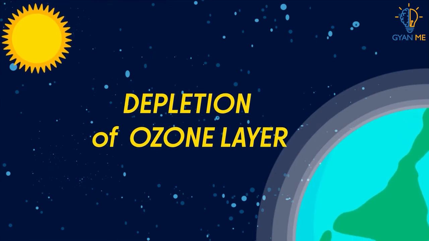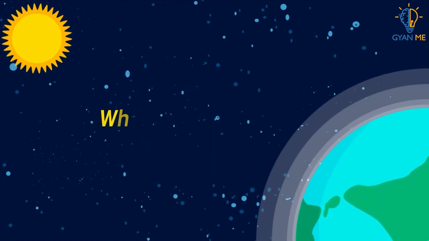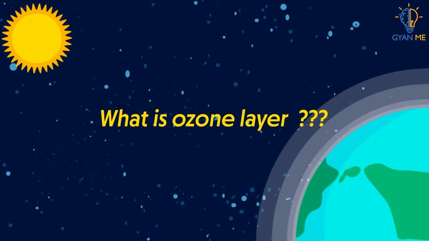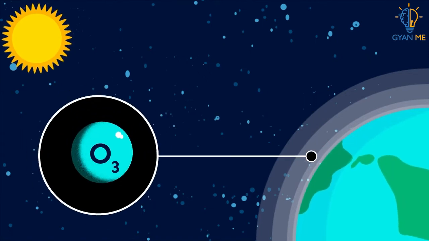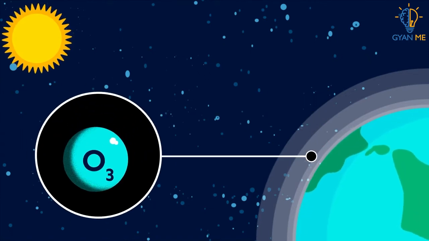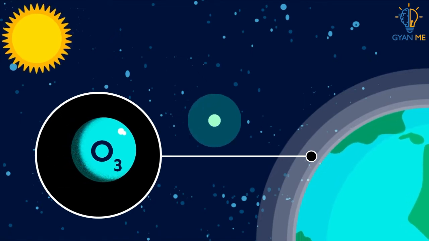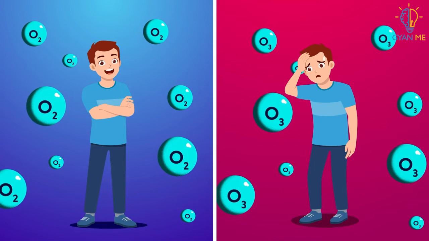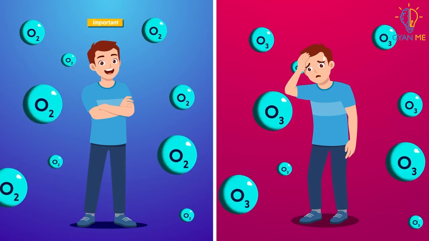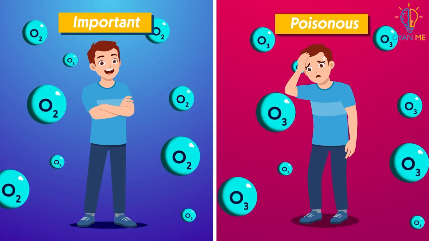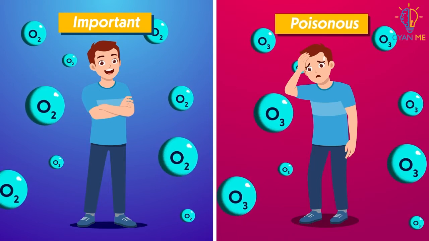But before learning how ozone gets depleted, let us see what is ozone layer. Ozone, also represented as O3 symbolically, is a molecule formed by 3 atoms of oxygen. While oxygen gas, that is O2, is essential for all aerobic life forms for respiration, ozone is a deadly poisonous gas.